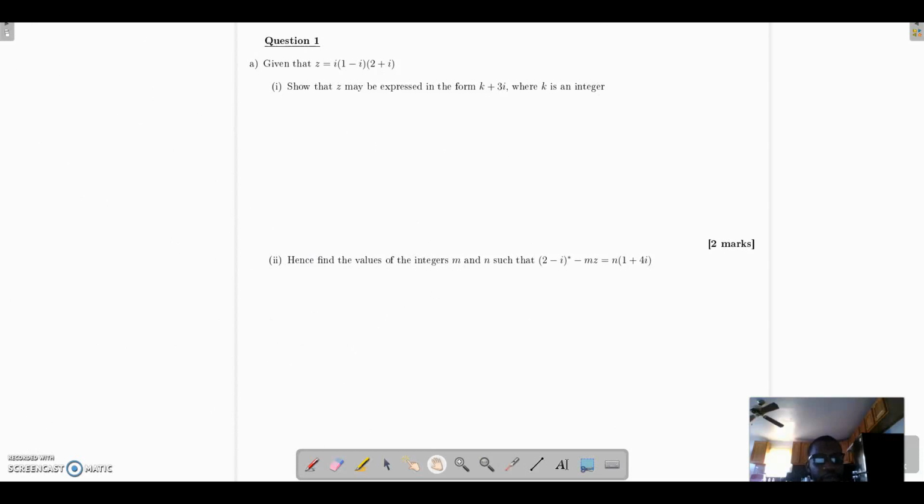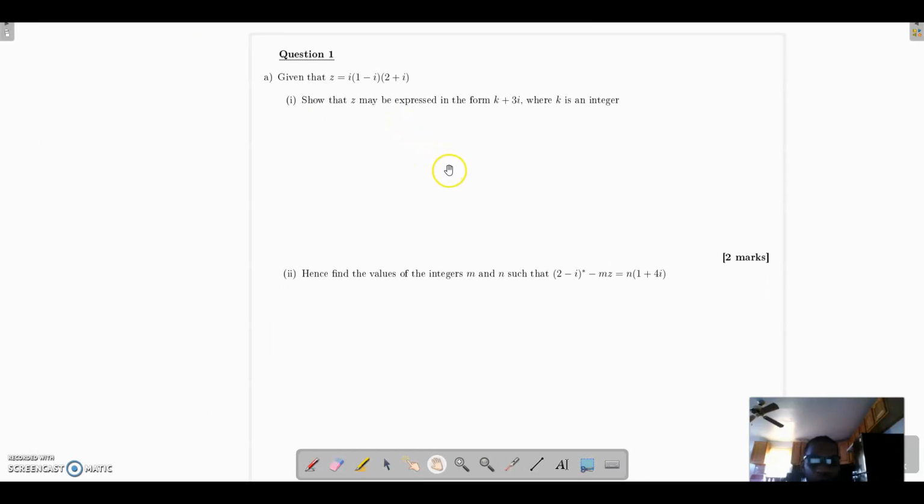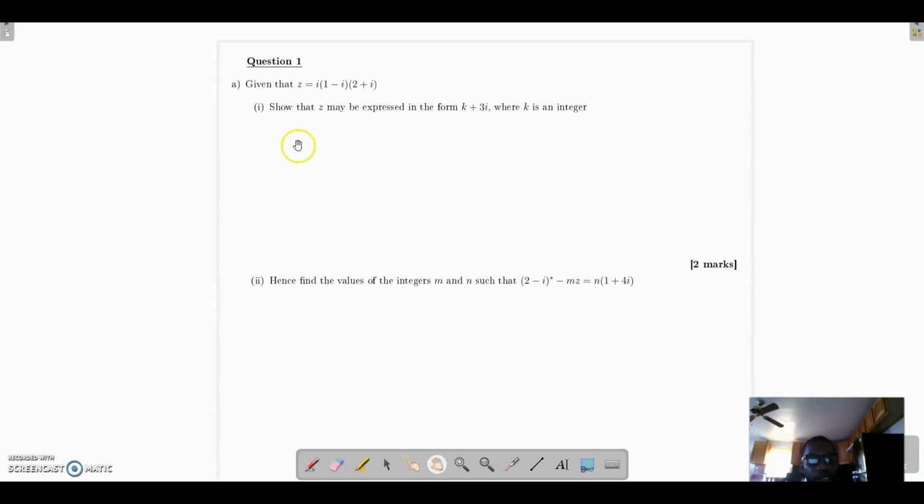Good afternoon, guys. We're going to be looking at the questions from a Pure Math Unit 2 mock IA, or we can even call it a Pure Math Unit 2 worksheet from Module 1. Alright, without further ado, we get right into the questions.